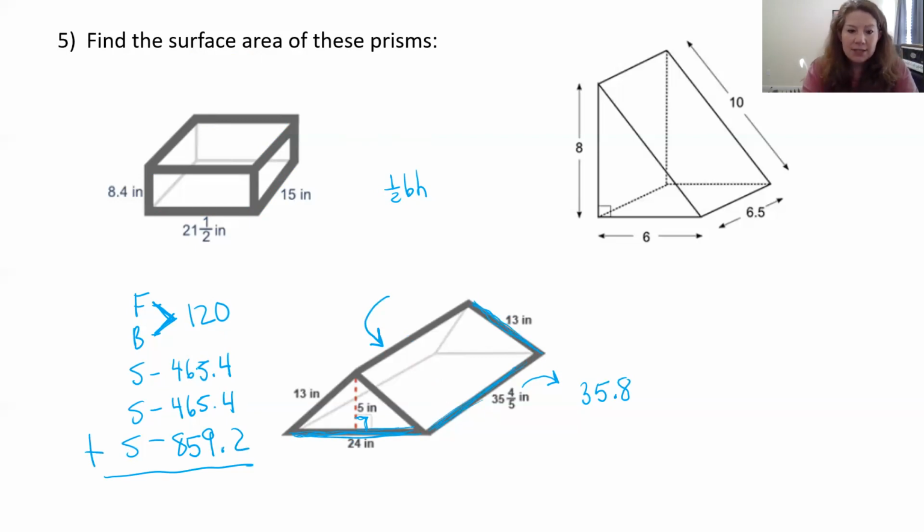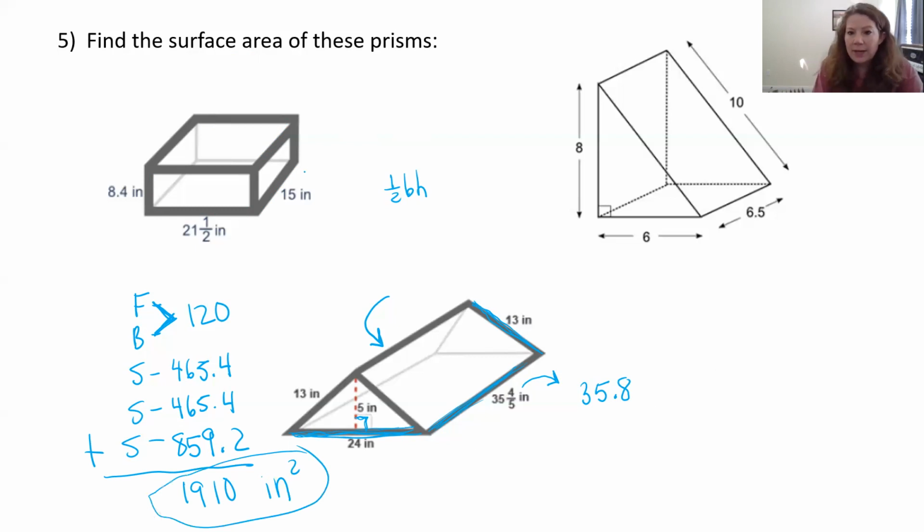All right, so I'm going to add up all these numbers. 859.2 plus 465.4 plus 465.4 plus 120 for both of my triangles put together, and I got 1,910 inches squared because it is surface area. Okay. All right, let's try the next one.